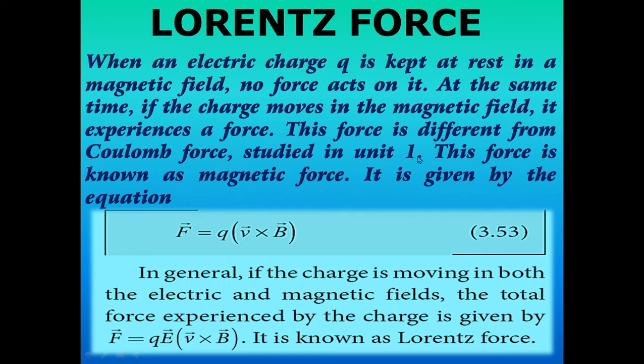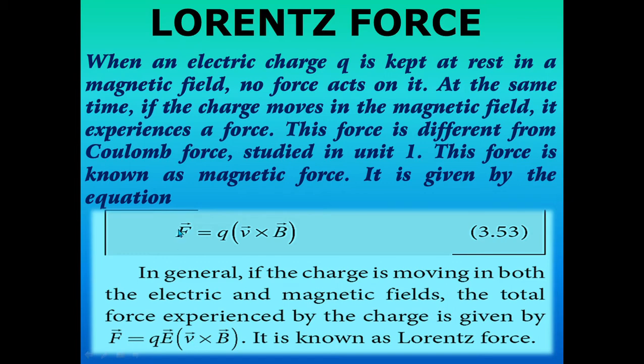That means, simply, what is meant by Lorentz force? If the charge is moving in both electric and magnetic fields, the charge experiences the total amount of force. It's nothing but F vector is equal to Q into E vector plus V vector cross B vector. That is nothing but Lorentz force. Simply says, moving charges experience the electric and magnetic field force.